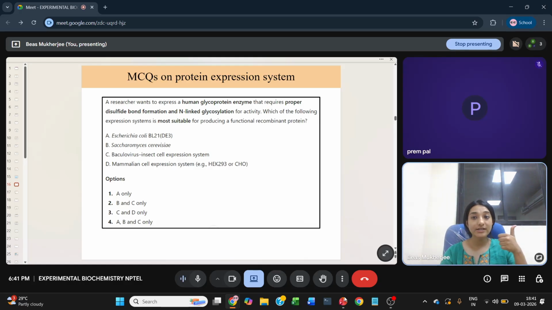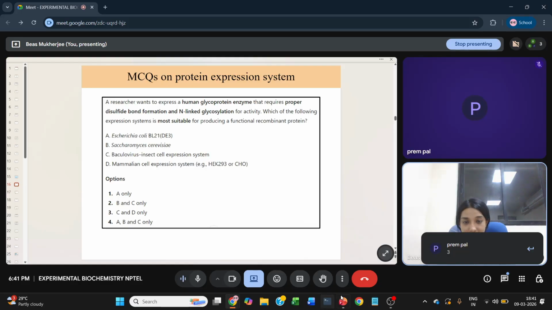Now, which of the following expression system would be most suitable for producing a functional recombinant protein? One is E. coli BL21 DE3. Saccharomyces cerevisiae, which is yeast. Then there is baculovirus or insect cell system. And then there is mammalian expression system, for example, HEK or CHO cells. Right? So you need two things. One is a disulfide bond, the other one is N-linked glycosylation.